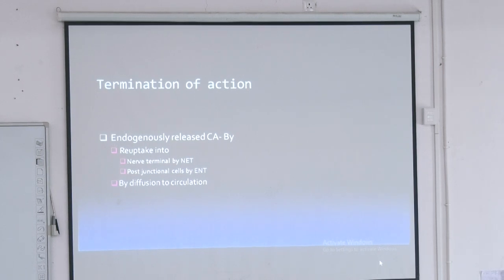Now, can you say which one is most important here? This is most important. Roughly 80% of the drug is removed by uptake 1. And next to that, it is by diffusion. It is about 13%. And the rest will be removed by the extraneuronal transporter into the post-junctional cells. So this is how the termination of action of norepinephrine will occur.